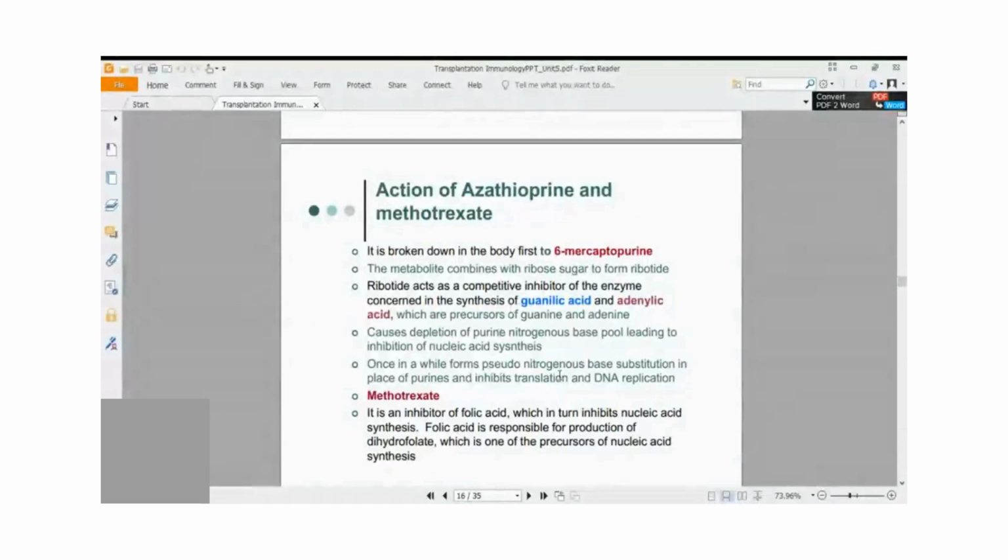Okay, and I've already mentioned that they act as pseudo nitrogenous bases by substituting in the DNA and RNA. That is how they interfere with the replication of the DNA as well as transcription of the RNA.